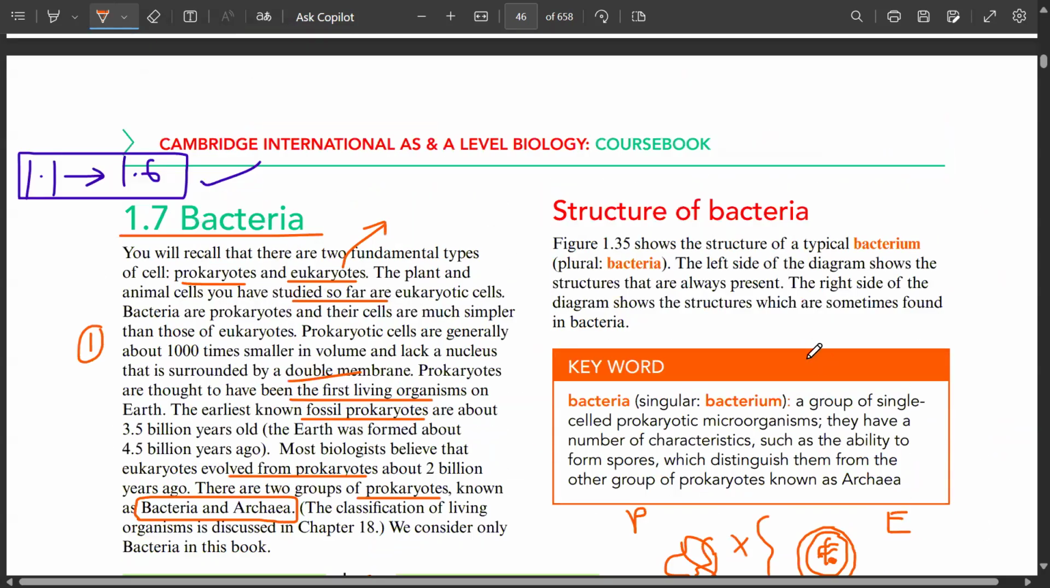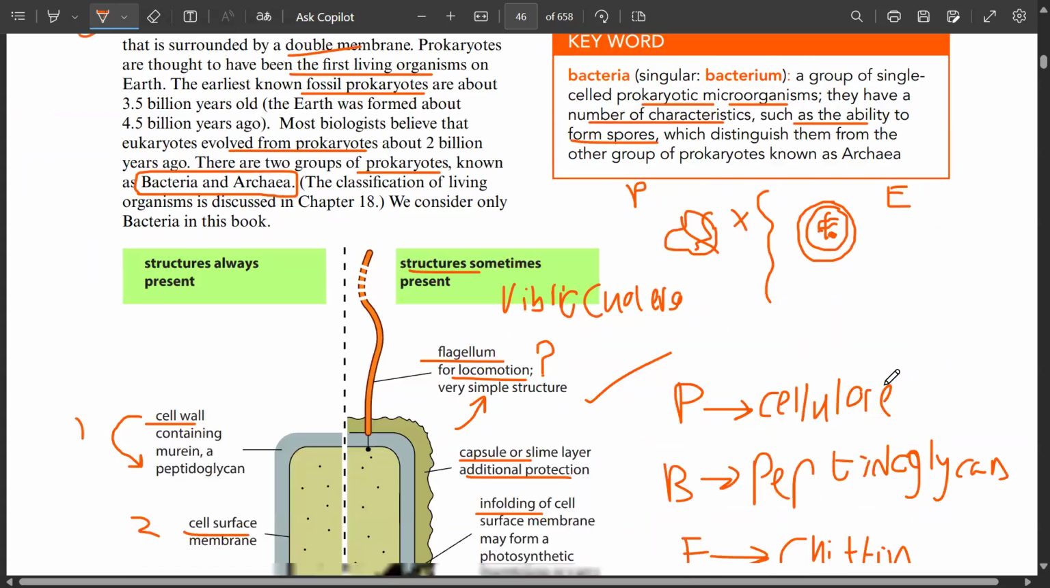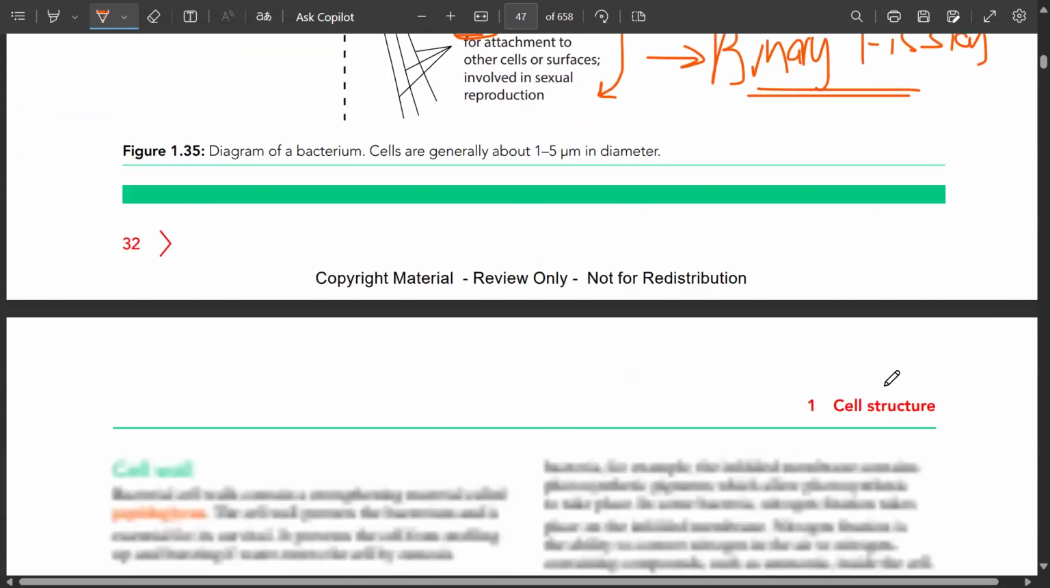Yeah. So we have seen that the left side of the diagram shows the structures that are always present in bacteria, and the right side of the diagram shows the structures which are sometimes found in bacteria. Bacteria are a group of single-celled prokaryote microorganisms, and they have a number of characteristics such as the ability to form spores, which distinguish them from the other group of prokaryotes known as archaea.